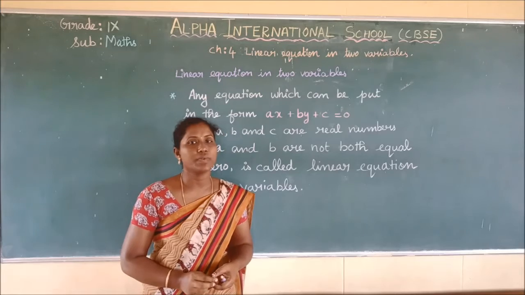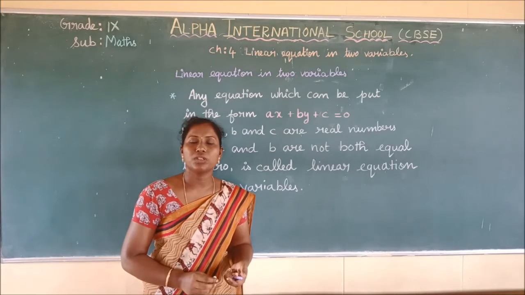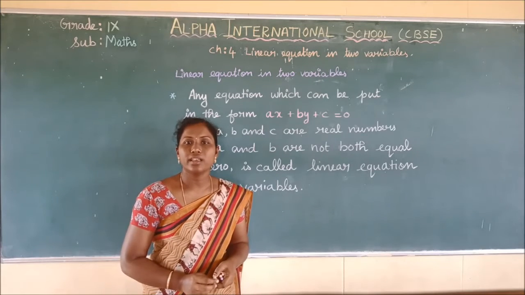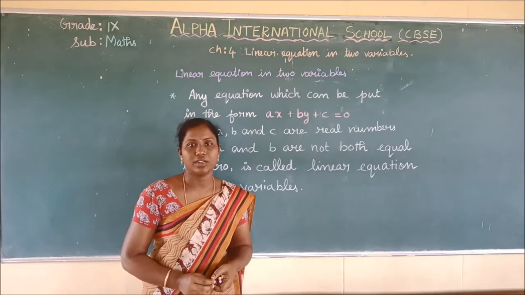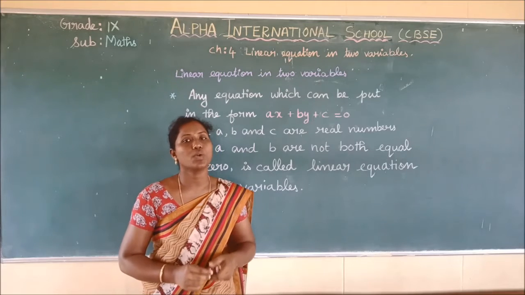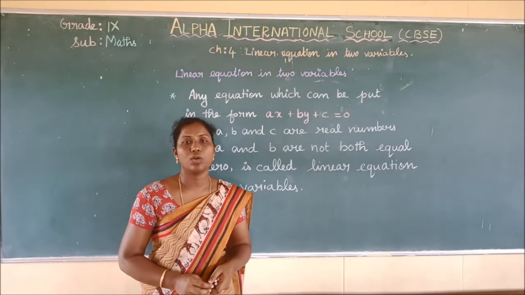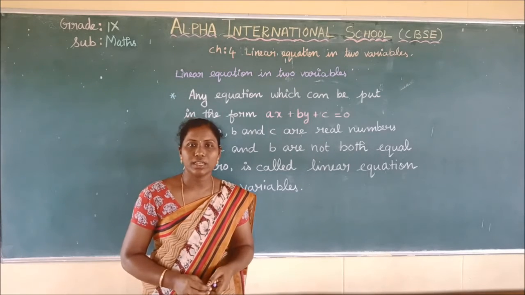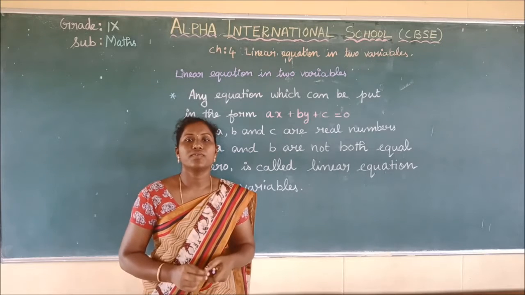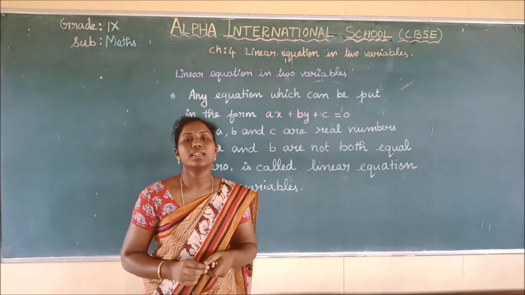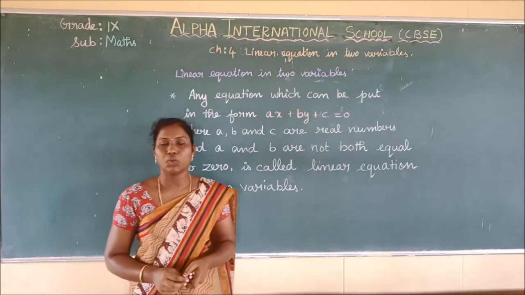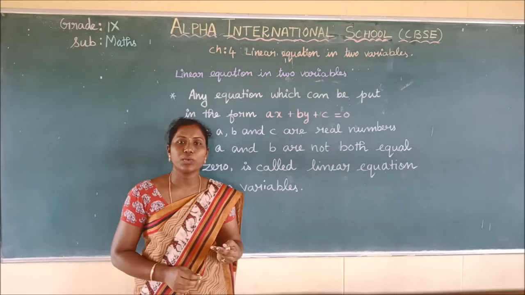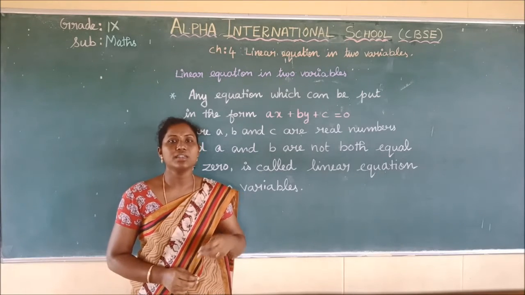In our earlier classes we have studied in algebra about the types of polynomials, and there we have studied about the linear polynomial and linear equation. Just we will recall once what is linear equation. If the degree of the equation is 1, then it is called a linear equation, isn't it? We have solved the problems based on linear equation in one variable, isn't it?